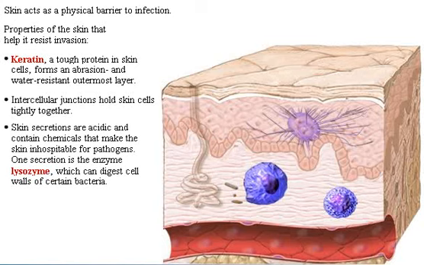Third, skin secretions are acidic and contain chemicals that make the skin an inhospitable place for pathogens. One of these secretions is the enzyme lysozyme, which can digest the cell walls of certain bacteria. Click the skin to see it resist pathogens.